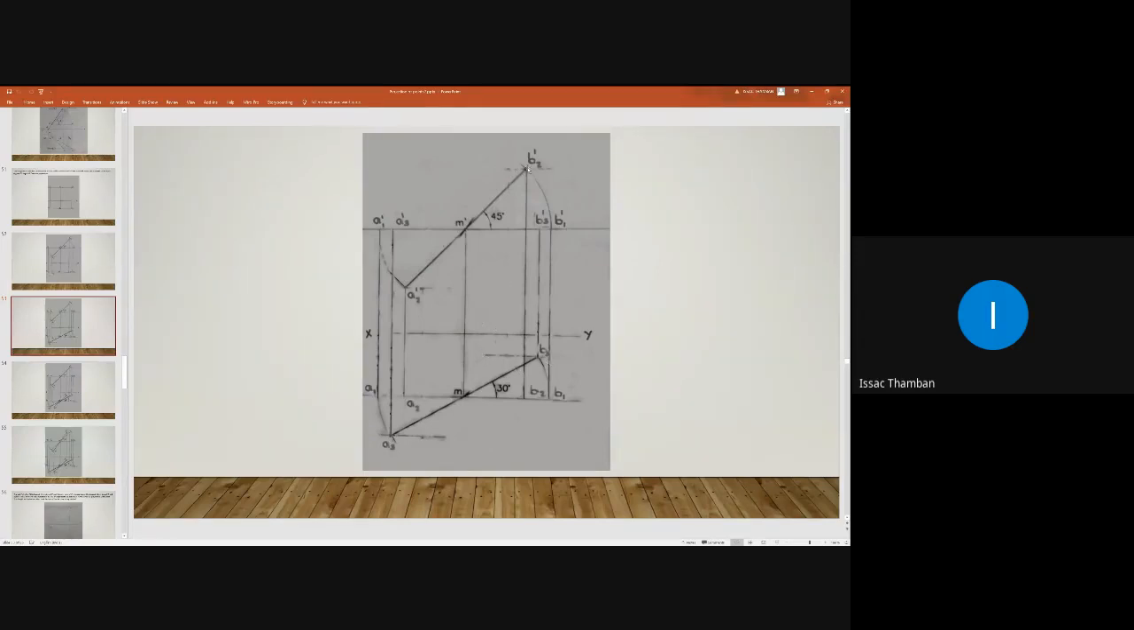And this is the locus of A dash and this is the locus of B dash. Here we have the locus of small a and here we have the locus of small b. Draw the locus lines.